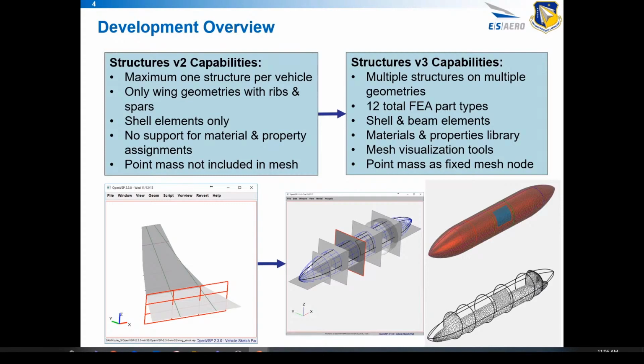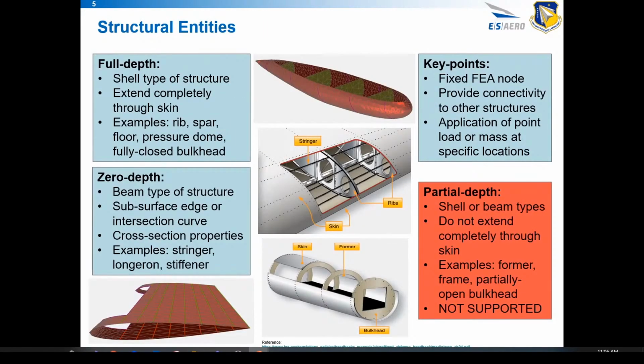wherever you specify. So the structural entities that we support: we have full depth entities, ones that pass completely through the OML. Examples are ribs, spars, floor, bulkhead, things like that. And those are a shell type of structure. We then have zero depth entities, things like stringers, stiffeners, longerons. They have cross-sectional properties associated with them, and they take the form of subsurface edges or intersection curves, and they're represented as beam types. So we have shell and beam types, and then we also have key points.